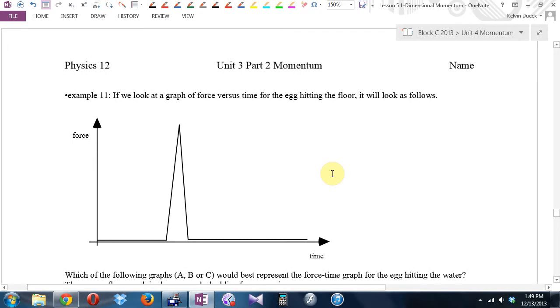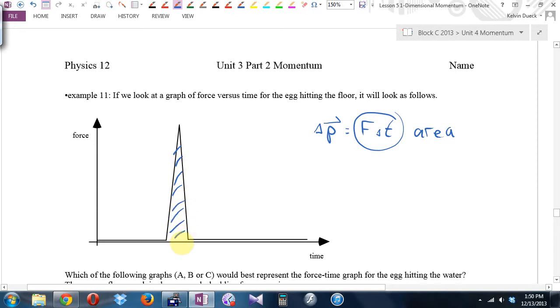If we look at a graph of force versus time for the egg hitting the floor, it might look as follows. By the way, where does impulse appear on this graph? Remember the graphing tricks that I showed you? It's either going to be the slope or it's going to be the area. Which one? And convince me. Area. Why? Because force times time is multiplication of the area. So the impulse, the change in momentum, is there.